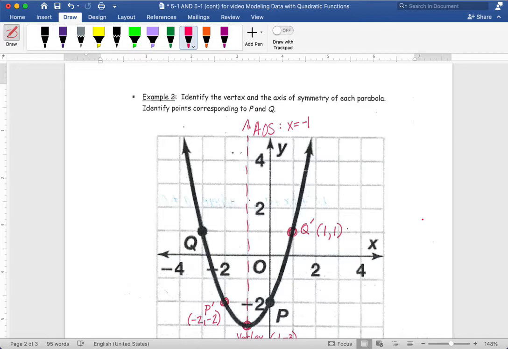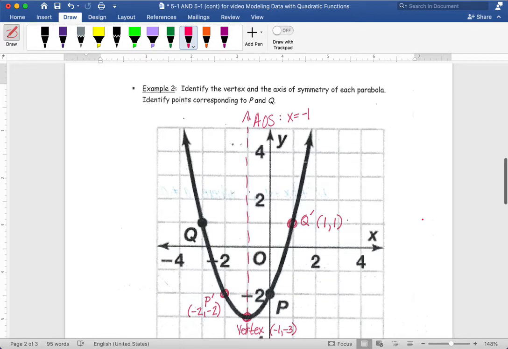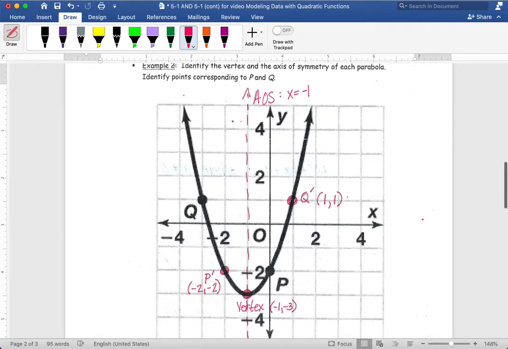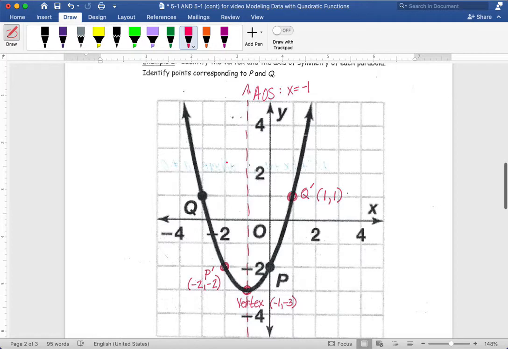It says identify the vertex and the axis of symmetry of each parabola, and then identify the points corresponding to points P and Q. Now, if you have to graph or if you have to get information from a graph, this is what you're going to do. You're always, always, always going to give the equation for the axis of symmetry. That is necessary, always. That's this line right here. Okay, it's a vertical line that passes through the vertex. The vertex is here. In this example, it's the min, it's the low point.